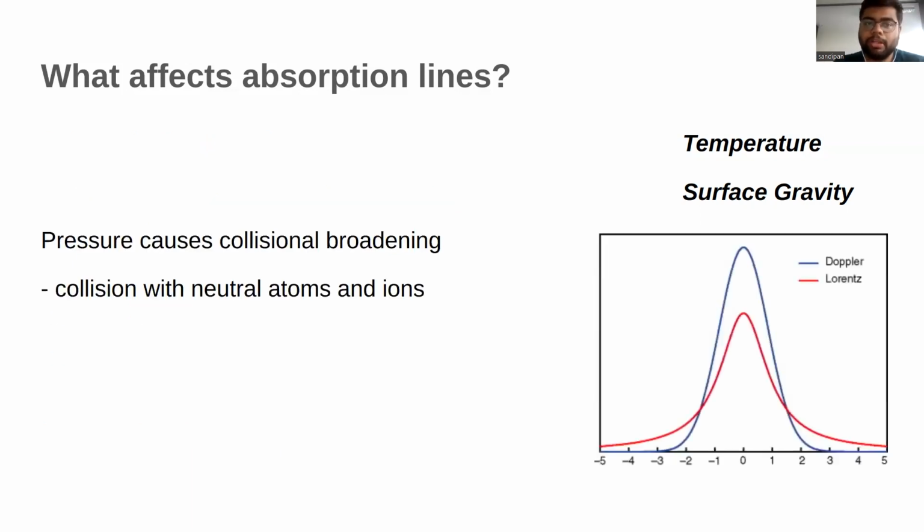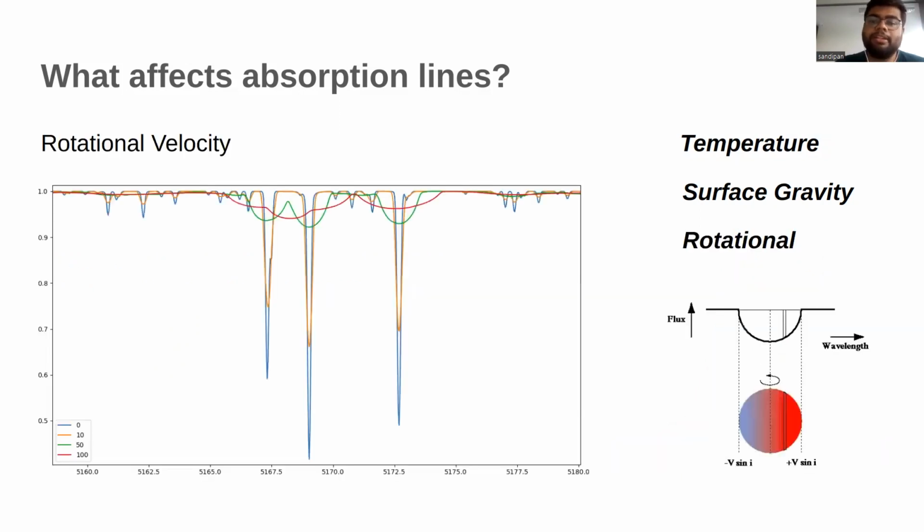Pressure also causes broadening, and it is due to collision with neutral atoms or ions. And the profile that you see here in red is from the collisions in the star's atmosphere. The blue one is the profile that you see of an absorption line from the thermal broadening. If the star is also rotating, then the lines will again get broadened because of Doppler shifts. As you can see on the right-hand side, one part of the star will move towards you and the other part will move away from you. And through that, the line will again get broadened.